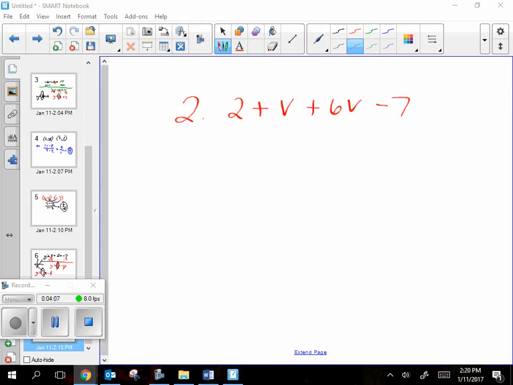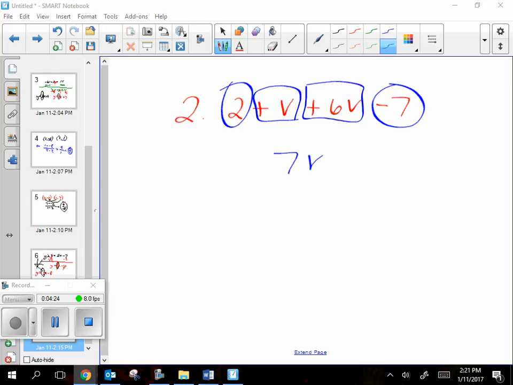All right, and I hope you know that these 2 are both kind of the same. They're both like in the same family. Those can be added together. V's can be added to other V's. What do you get for a total there? 7V. And then these can be added to those because they're both just numbers. Now, one of them is negative and one of them's positive. But together, what do they make? -5. There we go. 7V minus 5.